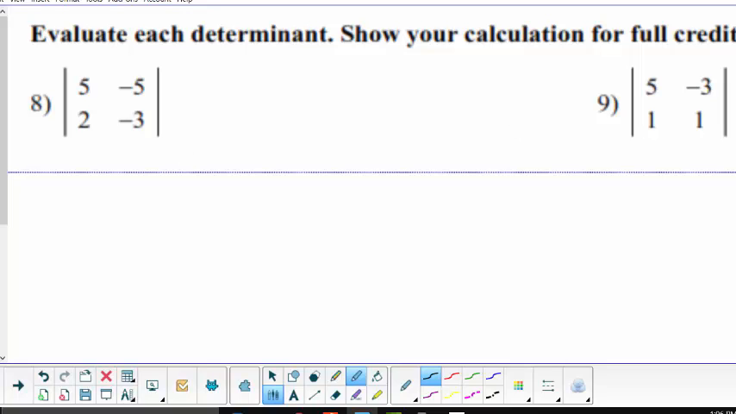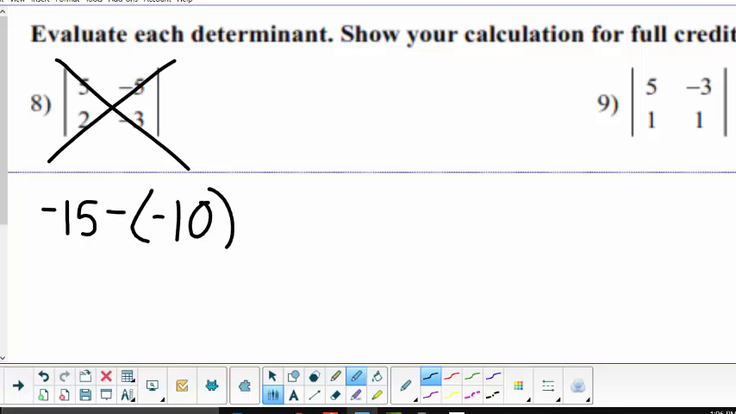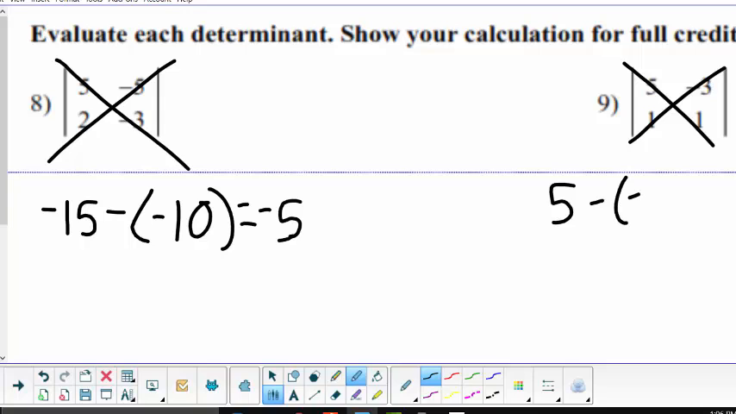All right, so your determinant. Remember, your determinant's pretty easy to calculate. It's like you make an x. So we get this times this, -15, minus this times this, -10. So that would be a -5. So that's the value of our determinant. Remember, the determinant's a number. It tells us a little bit. If we get 0, it doesn't have an inverse. So this one, we're going to go 5 times 1 minus 1 times negative 3. So the determinant value here is an 8.